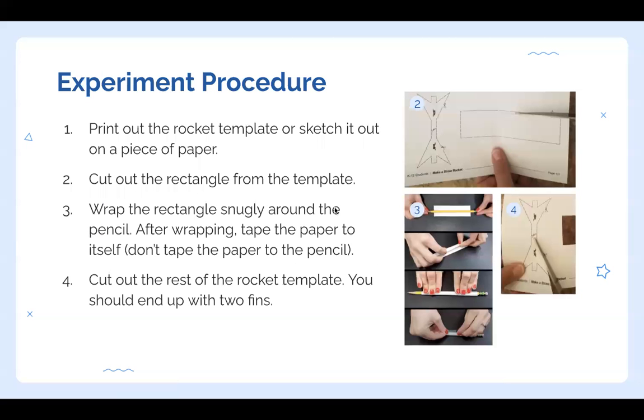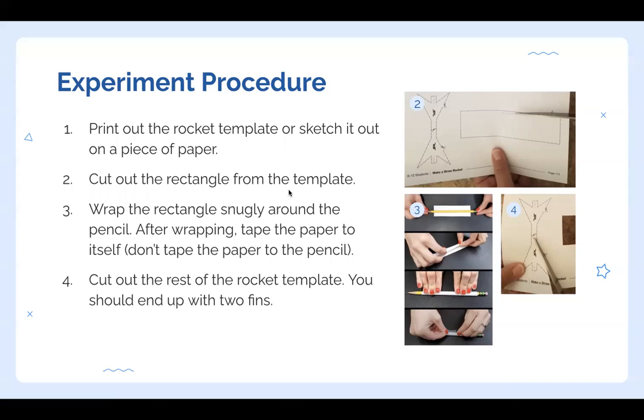All right, so now we have the steps to the experiment. So these are the first 4 steps. The first one is to print out the rocket template if you have access to a printer. If not, sketch it out on a piece of paper. The second step is to cut out the rectangle from the template. So the rectangle is towards the right, and just cut it out along the dotted lines.